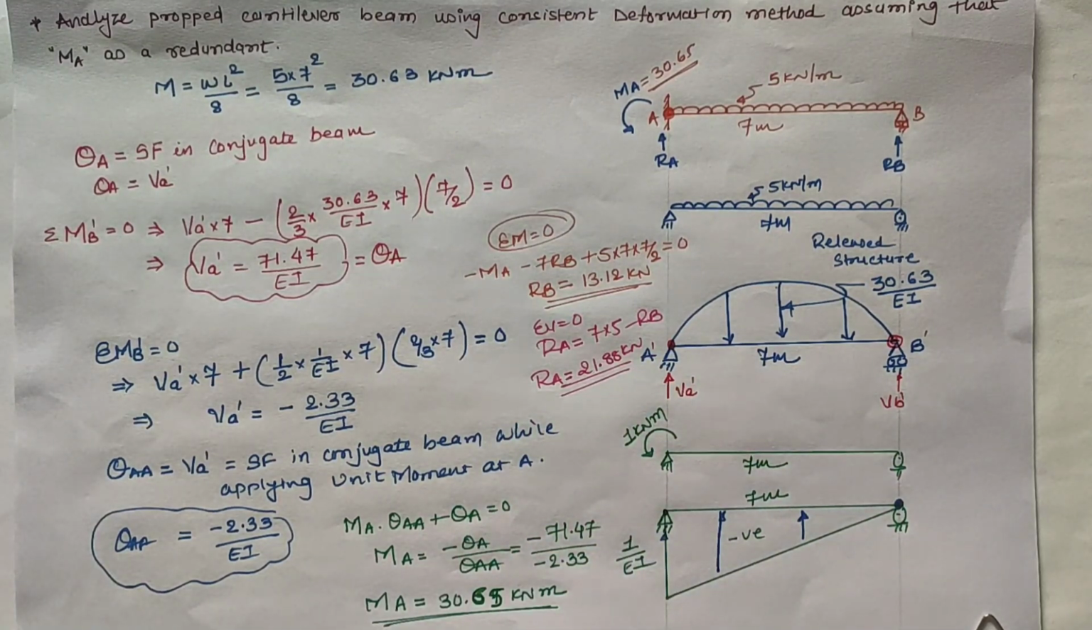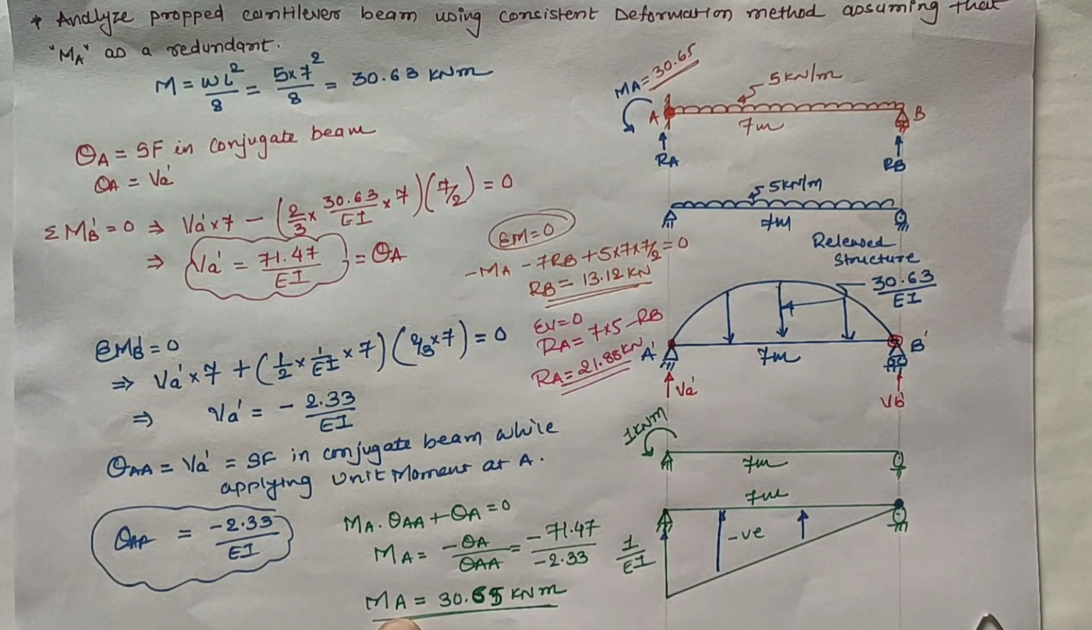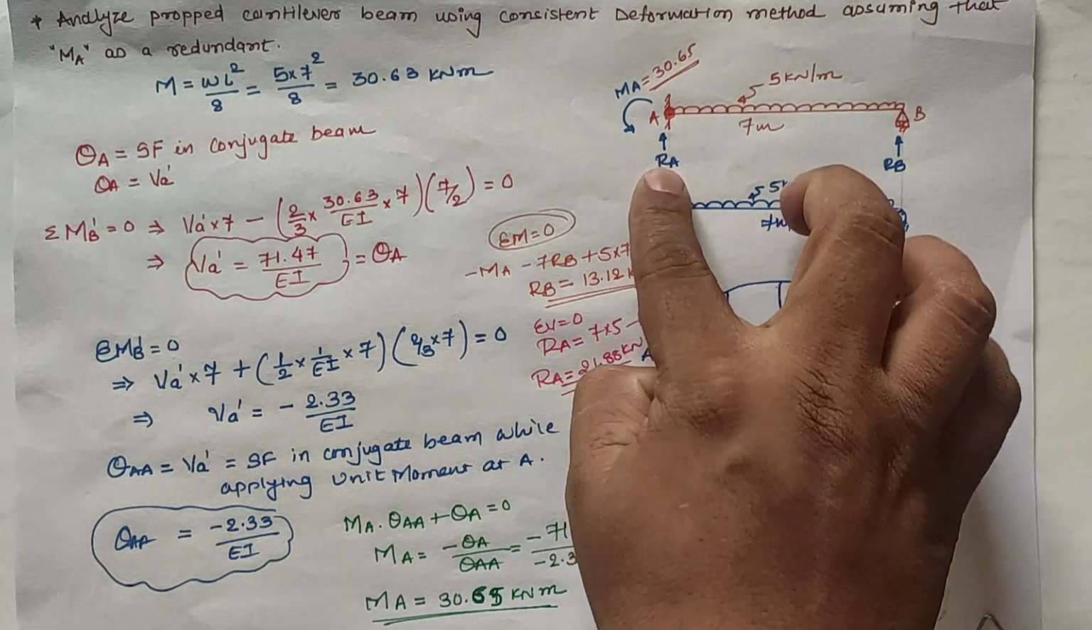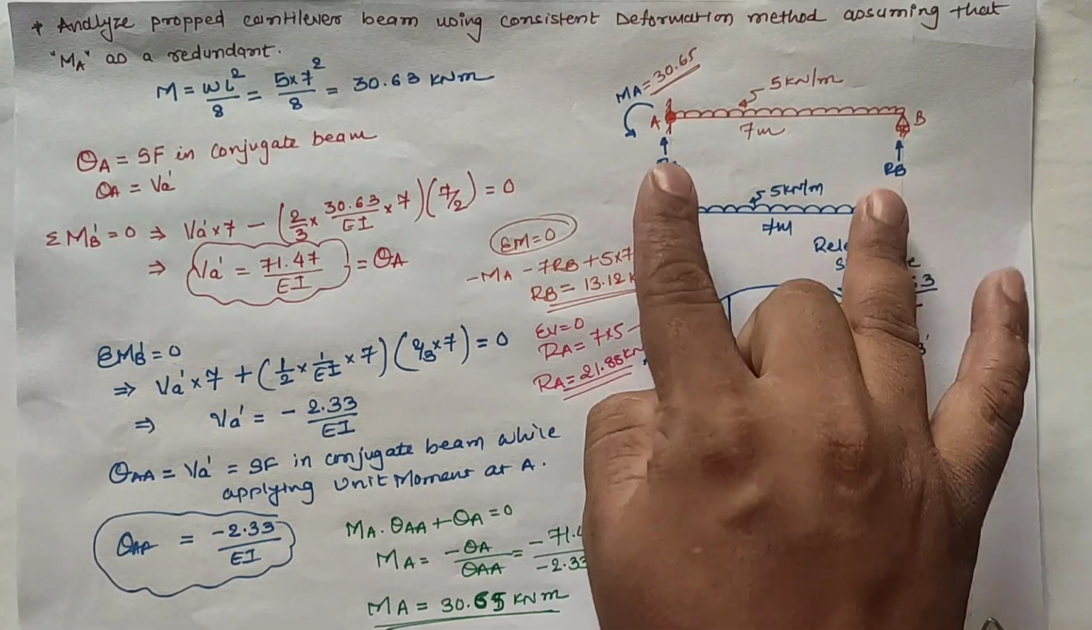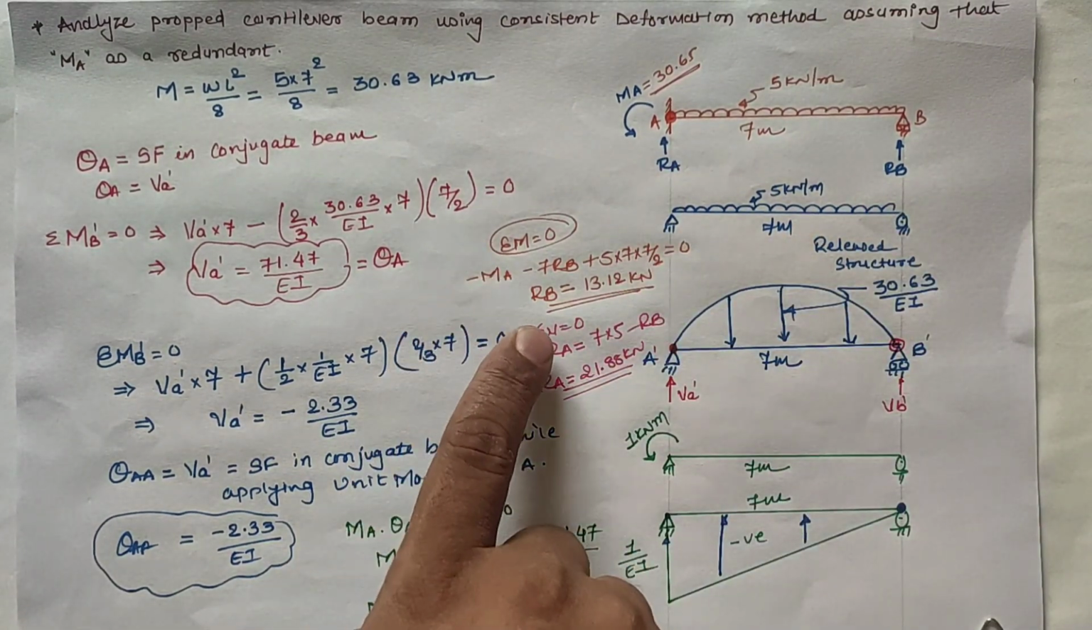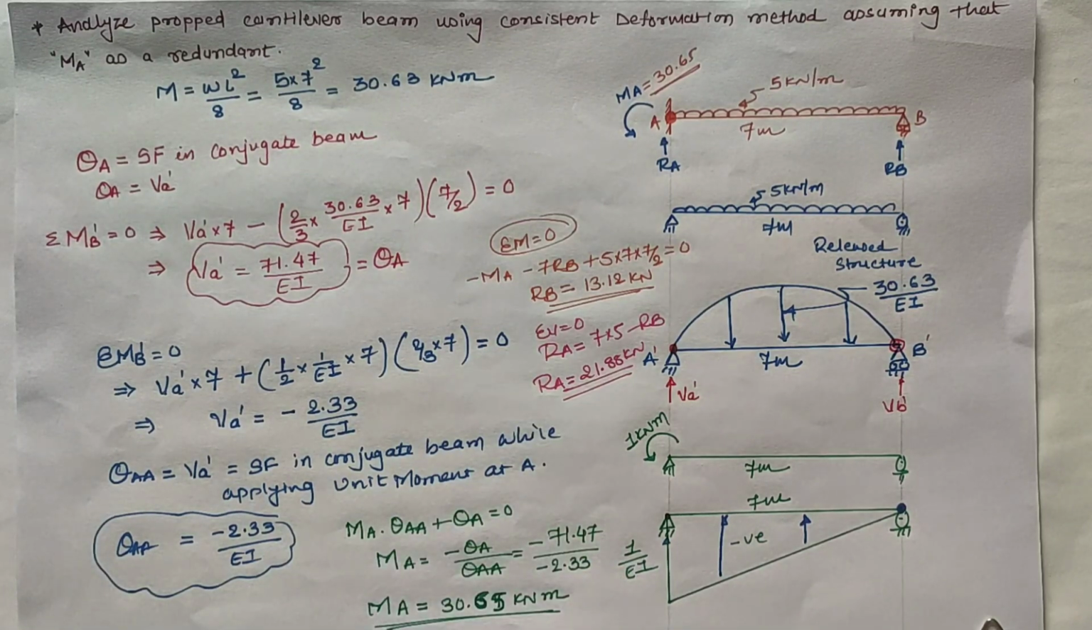So after getting the value of MA using the consistent deformation method, we can solve the rest of the unknown loads by taking sigma M equal to 0, sigma V equal to 0 and sigma H equal to 0, which are our 3 equilibrium conditions for any structure. Now using these RA, RB and moment at A, let us go for the shear force and bending moment diagram.